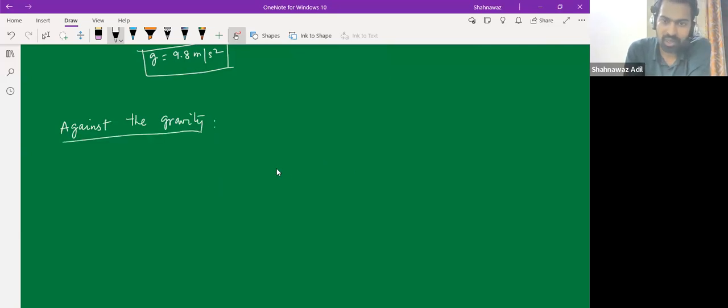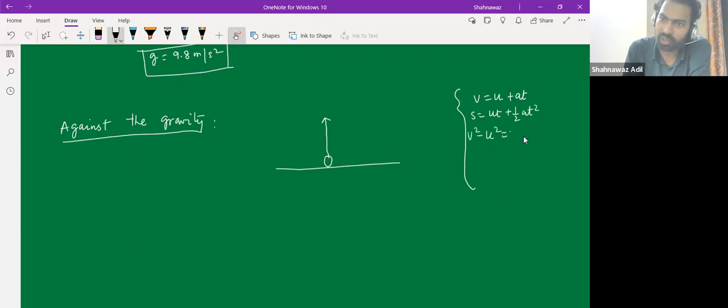We have this body and we have just thrown it upwards. And we have three equations of motion. One is v equals u plus at. The other one is s equals ut plus half at square. And the third one is v square minus u square equals 2as.